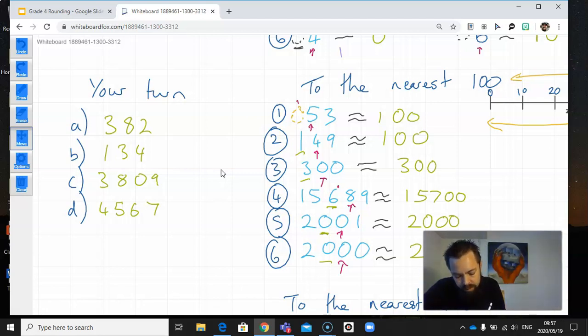So over here, we want to round off to the nearest 100. We look to our 10s. 8 is closer, so it goes up. Rounds off to 400.